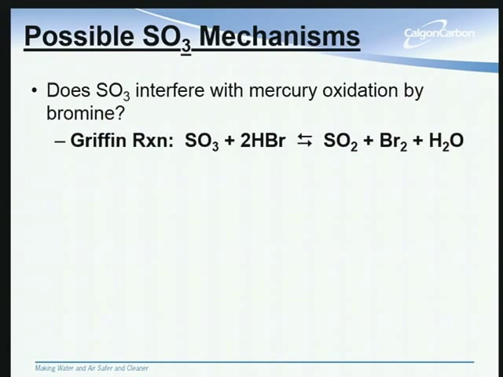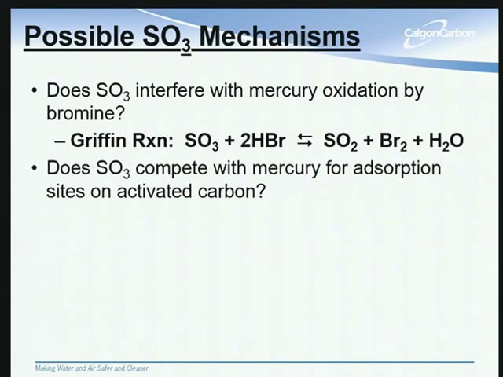Okay. Why is SO3 so bad? What are some of the possible mechanisms? There have been some anecdotal reports that high SO3 tends to interfere with mercury oxidation. Perhaps that's an effect of the Griffin reaction you see here. This is a reversible reaction. There are some camps who feel that diatomic bromine is the better oxidizer. There are those who feel that HBr is the better oxidizer. I'm not here to tell you which one is which.